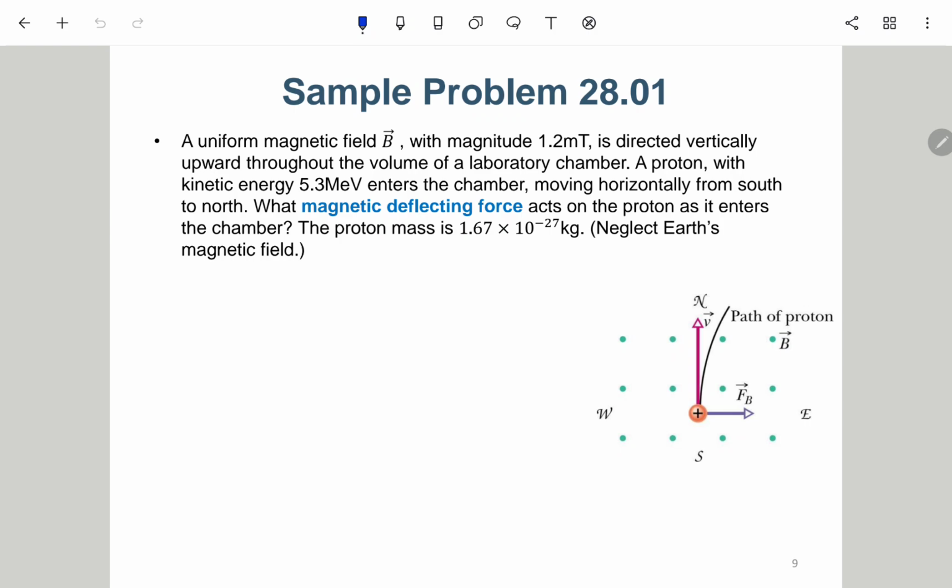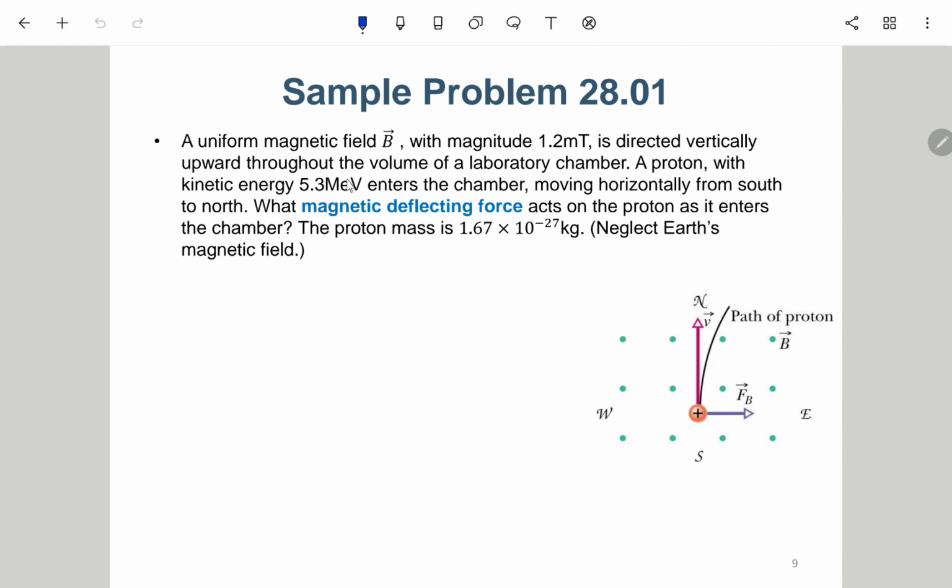Okay, so here we have a sample problem. So let's take a look at it. Okay, so it's simple. So let's finish it before we have a break. So it says a uniform B field with magnitude 1.2 millitesla is directed vertically upward throughout the volume of the chamber. Okay, a proton with kinetic energy 5.3 mega eV.